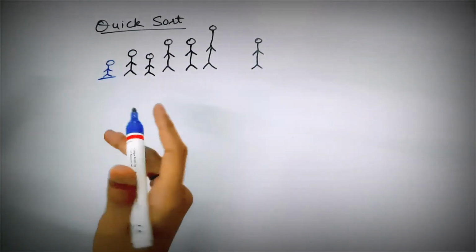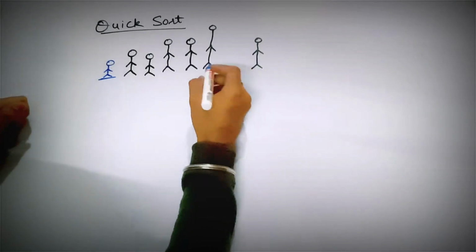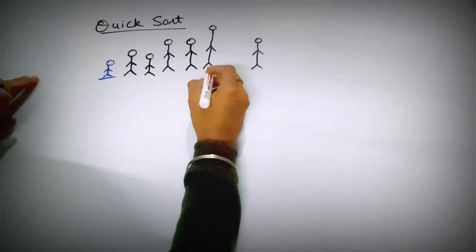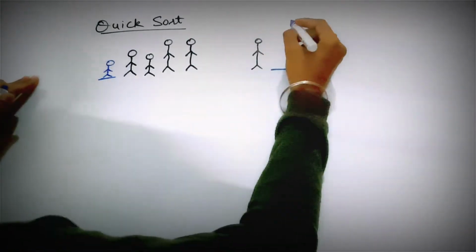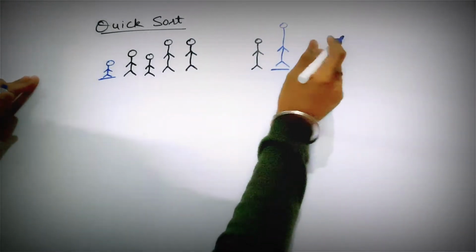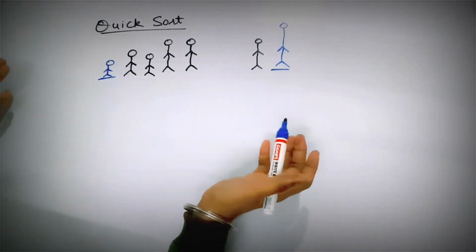And after that, the student who is the tallest in the class automatically knows that he is the tallest. So he will go in the last position. In this example, this student is the tallest, so he will go in the last position. And now after that, the students that are in between these two students will arrange themselves accordingly.